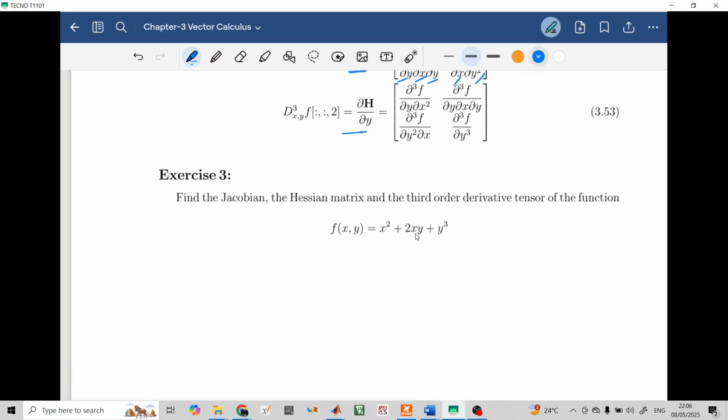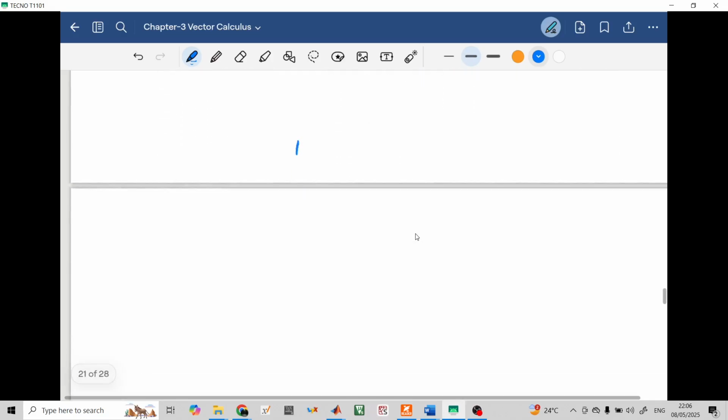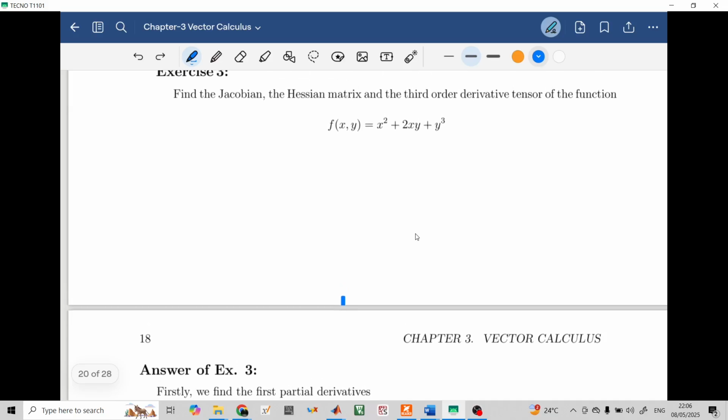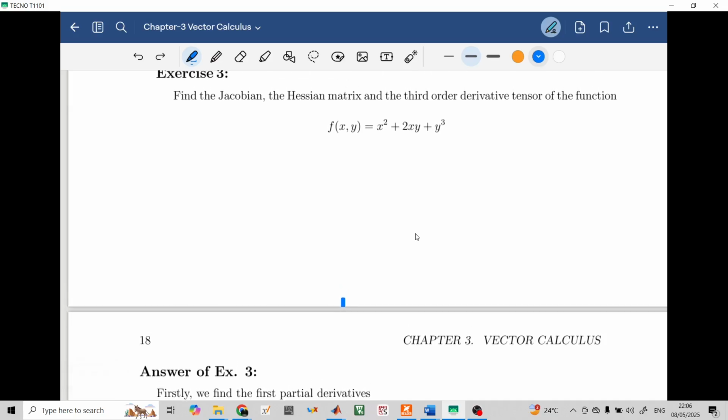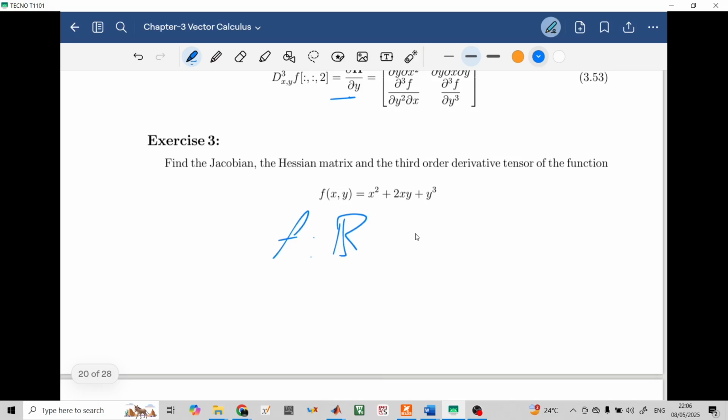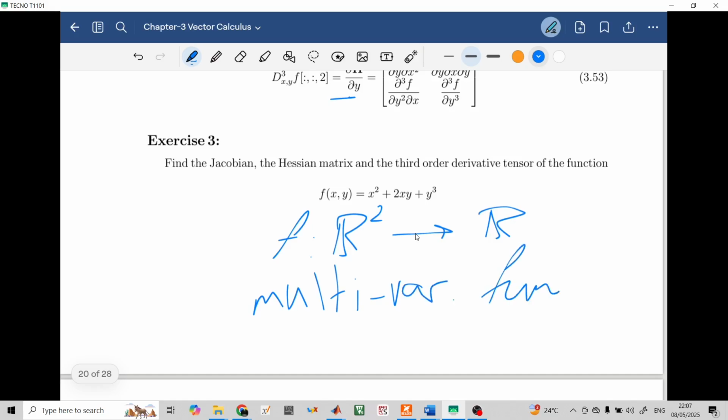Okay, so this is the function that we want to derive. So this is a function, right, that takes an R2 and maps it to an R. So this is a multivariable function, right?